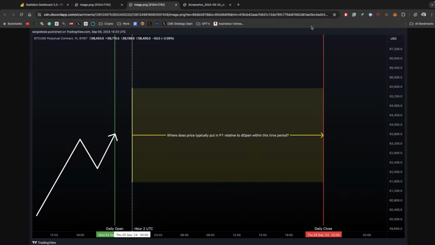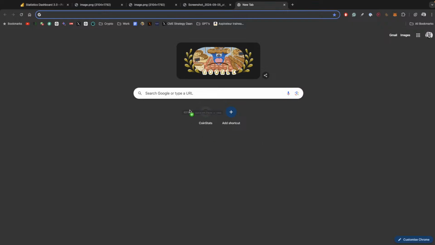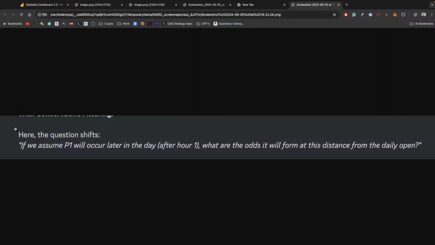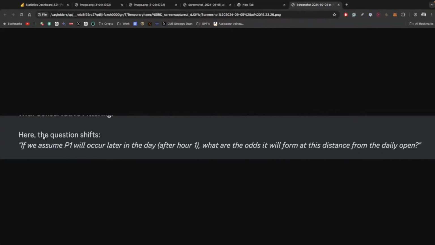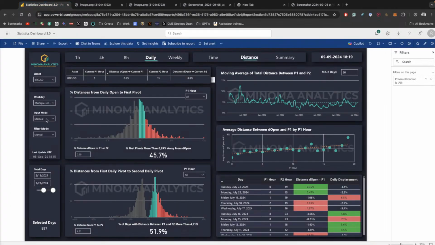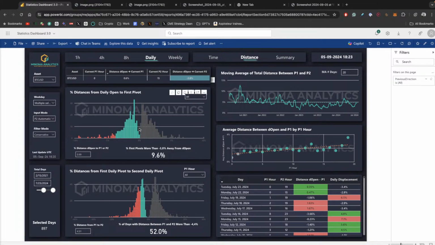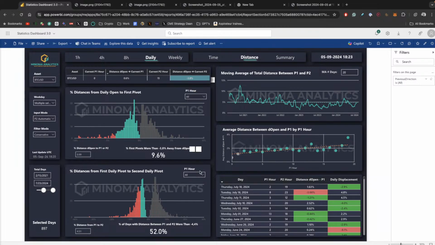This is very important. The question is this. Let me just show you this. If you use conservative filtering, what you're saying is, if we assume P1 will occur later in the day, after hour 1, what are the odds it will form at this distance from the daily open, right? So for example, what are the odds from here? This part is if we assume. So you have to understand that if you use conservative filtering, the metric that you are getting here, because you're excluding hour 0 and 1, assumes that P1 will happen later in the day, right?